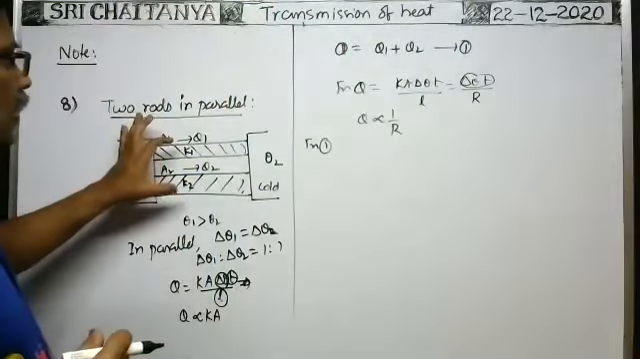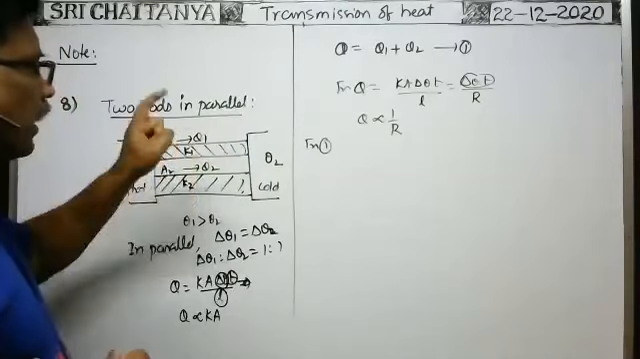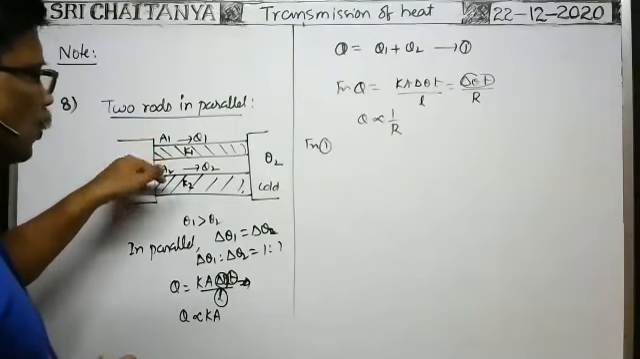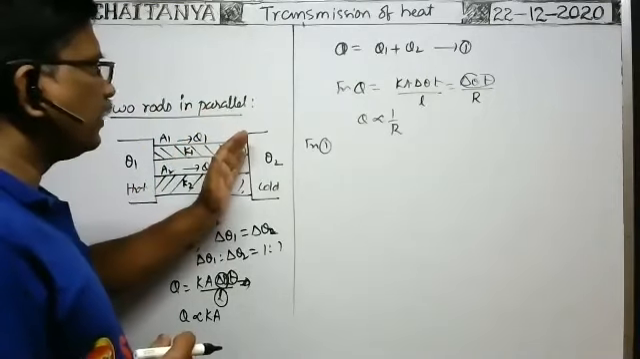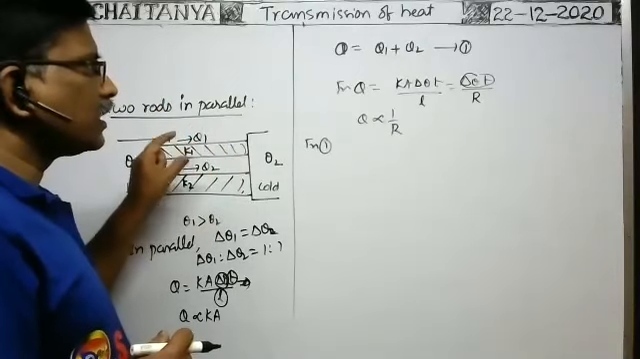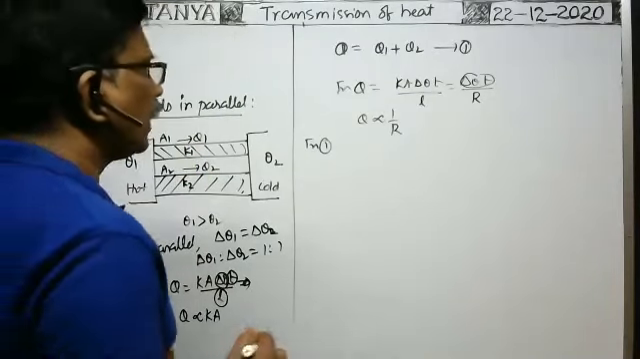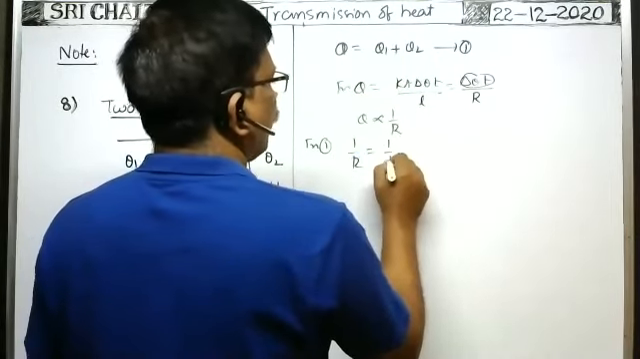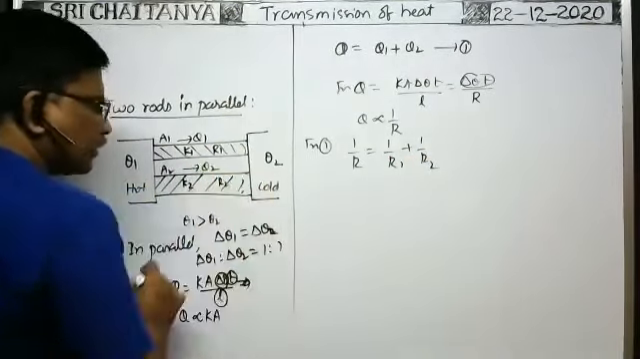Whatever the total heat energy transmitted through the two rods, you replace the rods by a single rod having an area of cross section equal to the sum of the two areas, with the same length, to transmit the same amount of heat energy. That single rod has the effective coefficient of thermal conductivity of the two rods. So from this formula, 1 by R is equal to 1 by R1 plus 1 by R2, where R1 and R2 are the thermal resistances of the individual rods.